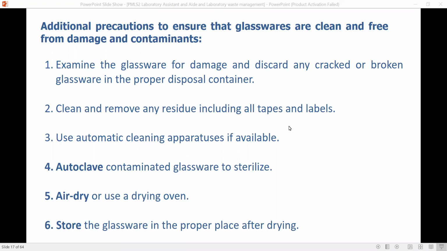Okay. And then you have to autoclave contaminated glassware to sterilize it. So for glassware used in culture and sensitivity testing, make sure you autoclave it before washing. And then air dry or use a drying oven, that's possible. And then store the glassware in the proper place after drying. So it's kind of repetitive.